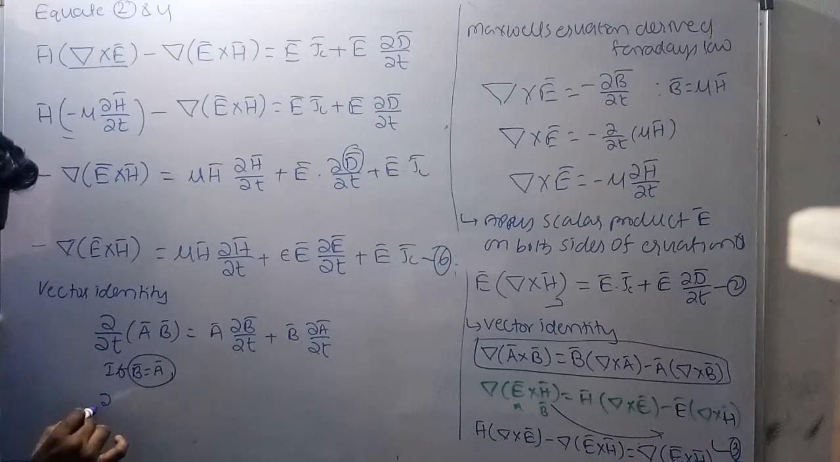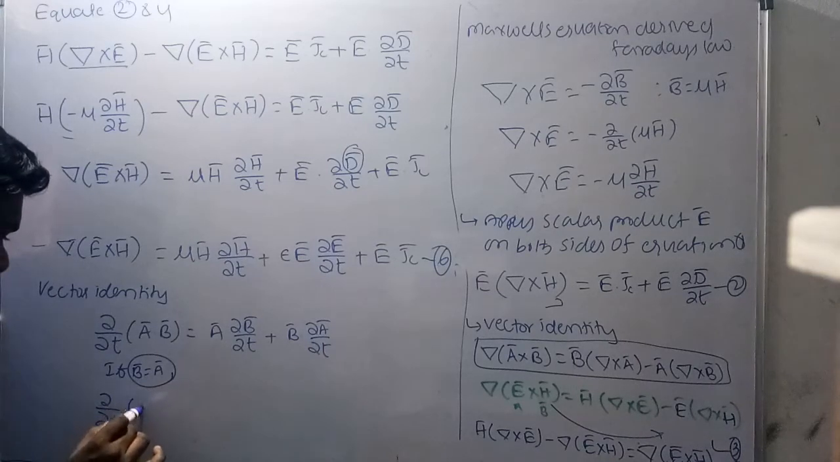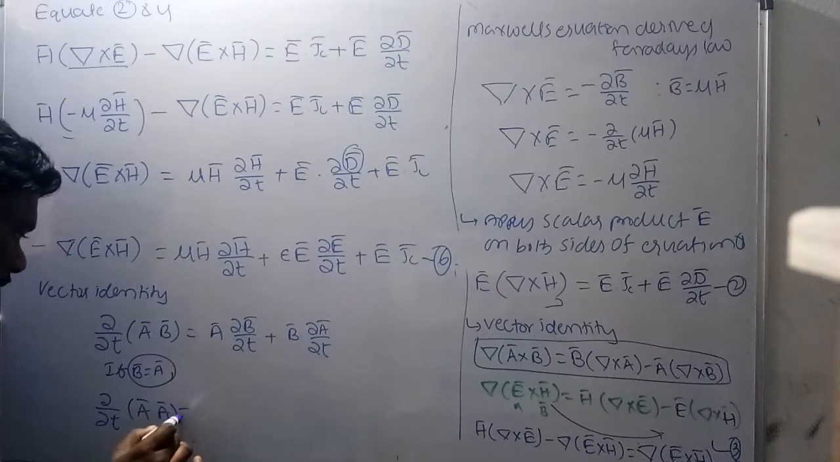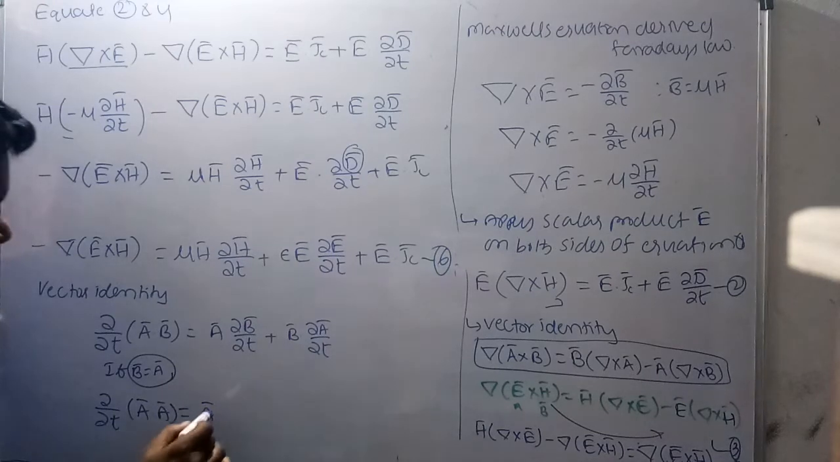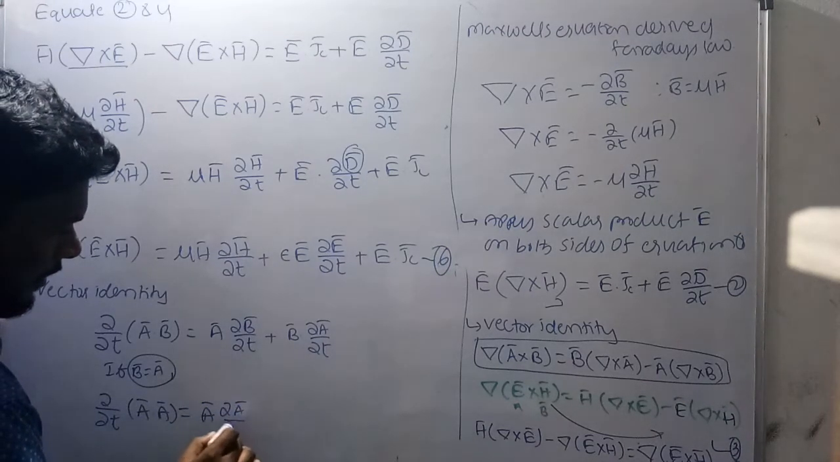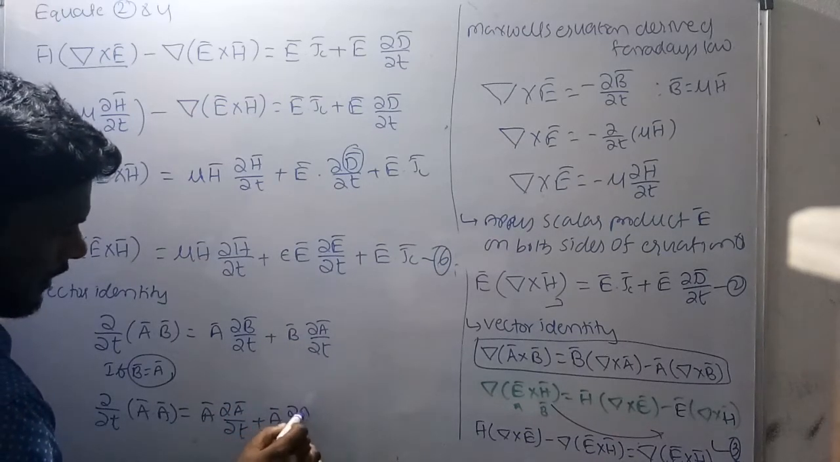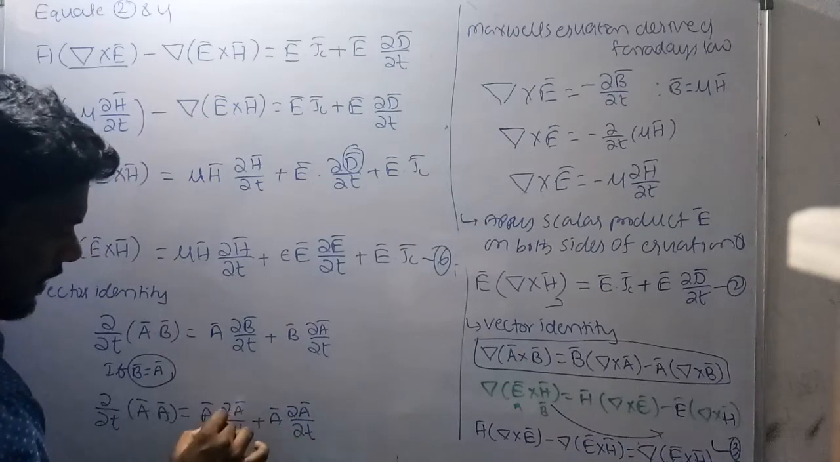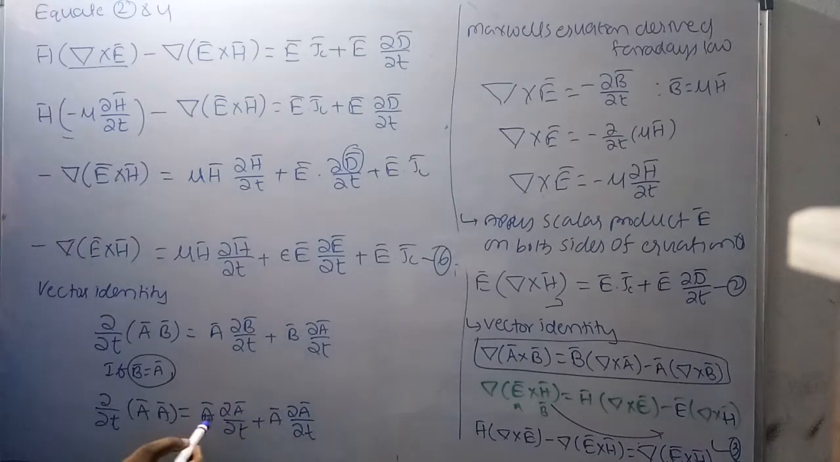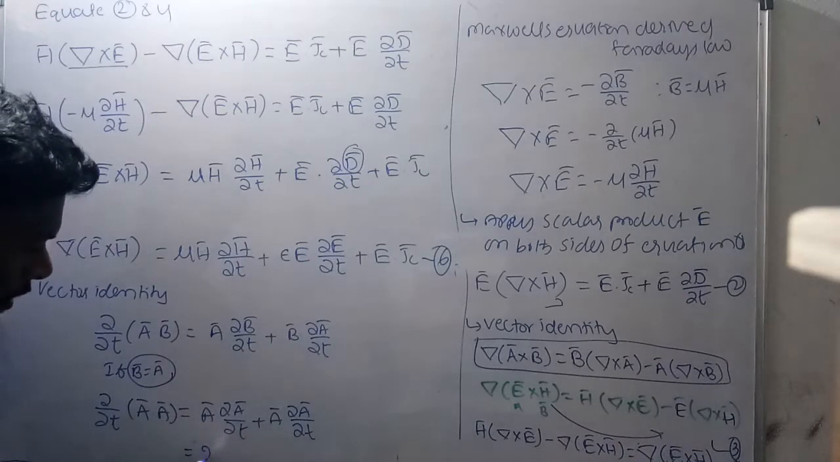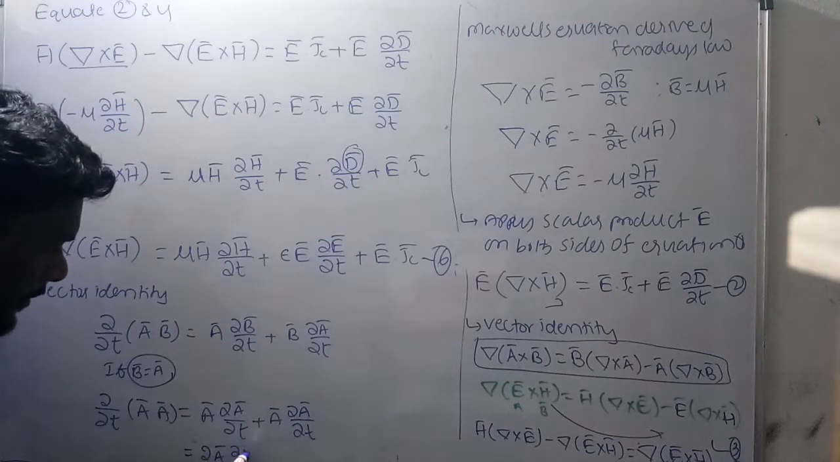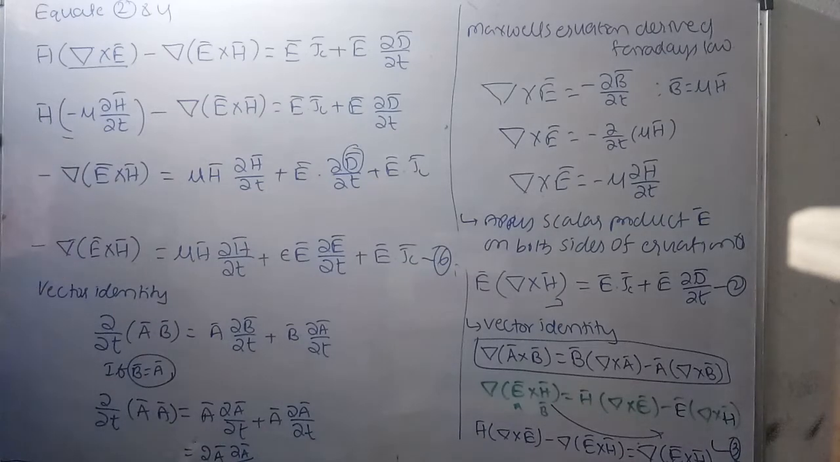So that's why it is dou by dou t of a bar dot a bar, which is equal to a bar times of dou a bar by dou t plus, substituting a bar, dou a bar by dou t. These are two terms which are the same, so it is like 1 plus 1. So that's why 2 a bar dou a bar by dou t, like summation. So a bar dot a bar becomes a square. So it is dou a square by dou t.